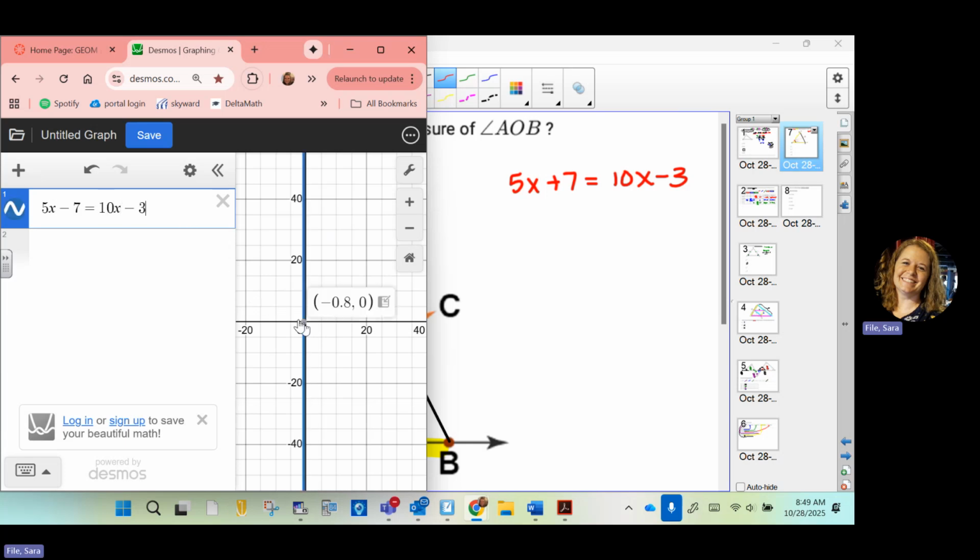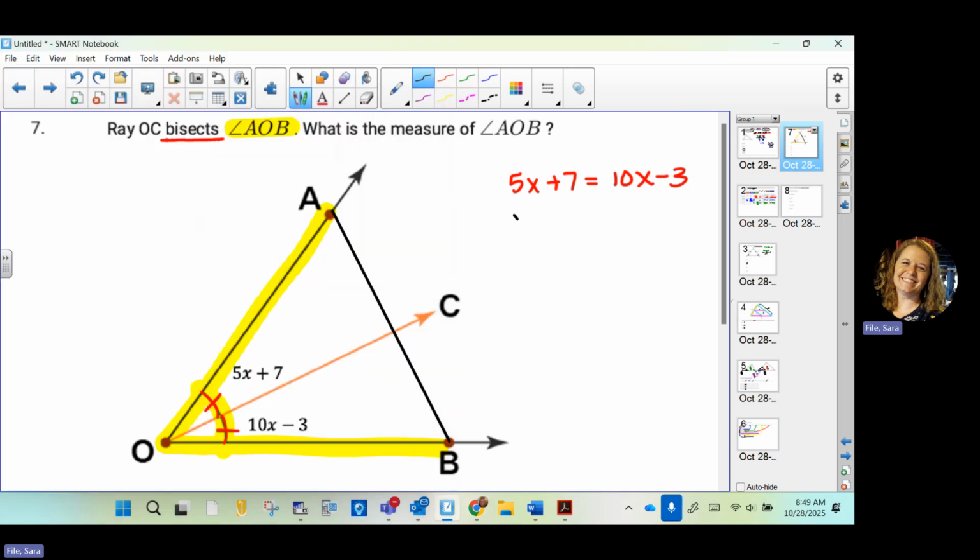What's the solution? Negative 0.8. Now, if you don't want it as a decimal, oh, I typed that in wrong. Look at that. That's a +7, isn't it? I wrote minus. That's my mistake. Now let's see, what's the solution? 2. So 5x plus 7 equals 10x minus 3. I get 2 for x. So again, I'm going to come over here and I'm going to put that I use Desmos. I got x equals 2.